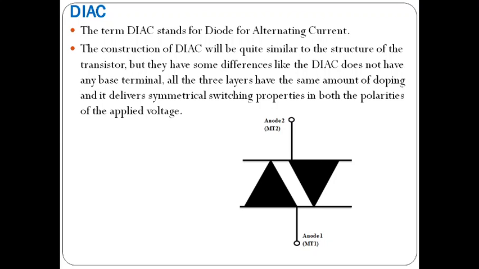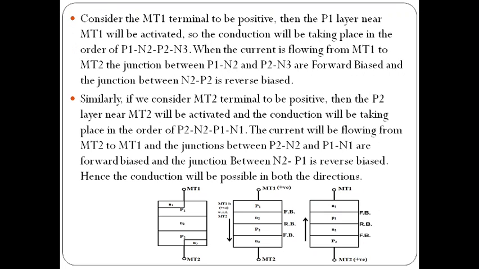Yes, so it is a three-layer, two-junction semiconductor device. Here all the three layers have the same amount of doping, and it delivers symmetrical switching properties in both the polarities of the applied voltage. So we can observe the circuit symbol of the DIAC here and the internal structure of the DIAC in this slide.